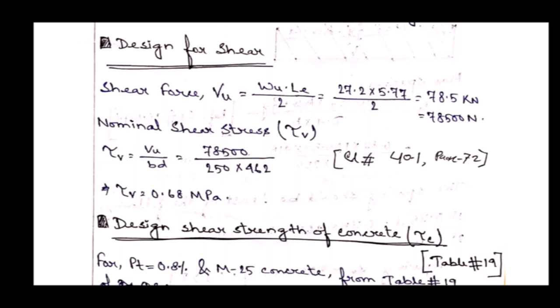So nominal shear stress tau v is equal to Vu by bd. We know that formula, otherwise you may find this formula from clause number 40.1 in IS 456/2000 also. This is already written in this. So Vu is 78,500 and cross sectional area, that means 78,500 by 250 into 462, that is equal to, that means tau v equals 0.68 MPa.